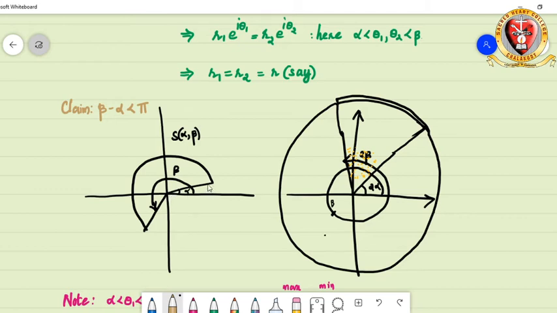So this is alpha. This is the first point, and this is the second point, and this is beta. This small angle is alpha, and this is beta. So obviously beta minus alpha is greater than 180 degrees. You can see it from here.